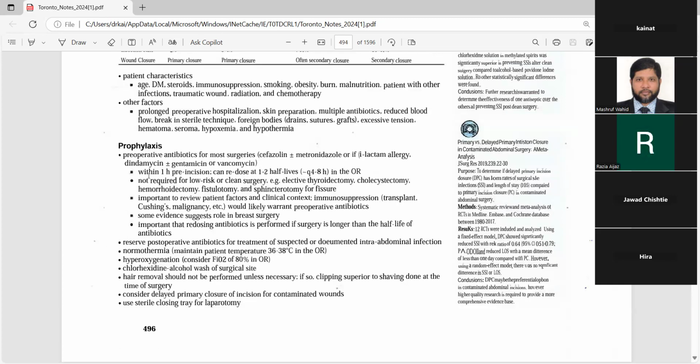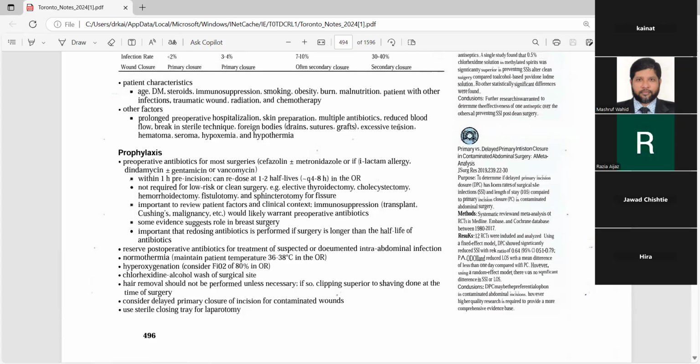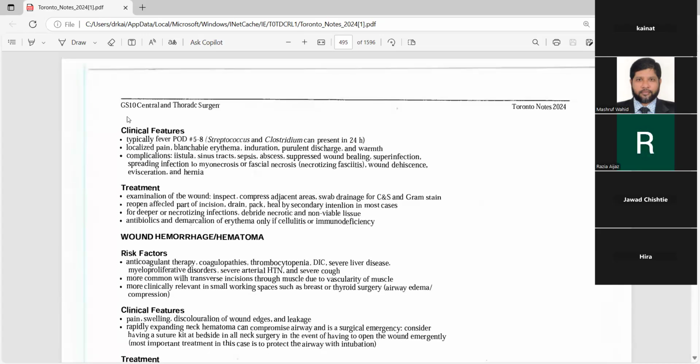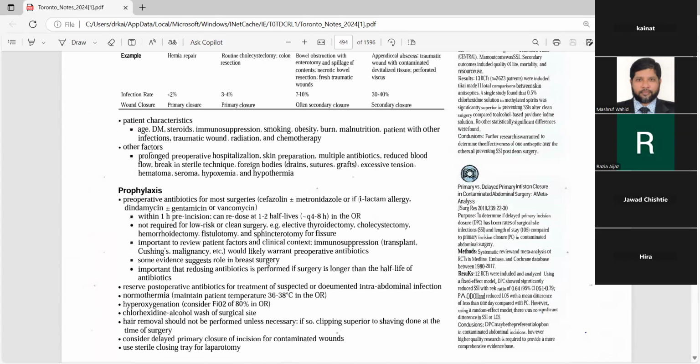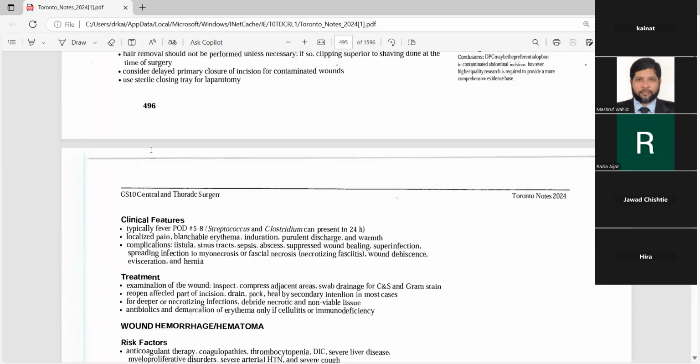Then you can read the prophylaxis, because we discussed the preoperative antibiotics. So you can read within 1 hour pre-incision. You can dose this one. It's not required for low risk or clean surgery, but review it and then redose the antibiotics. Okay, and that's it. So from here on, what we were reading.